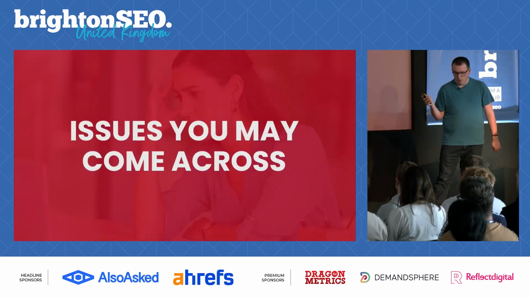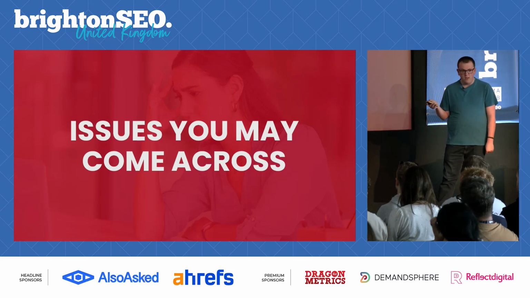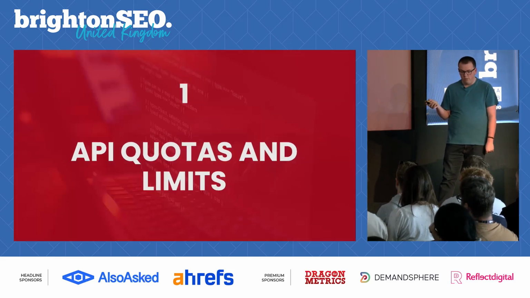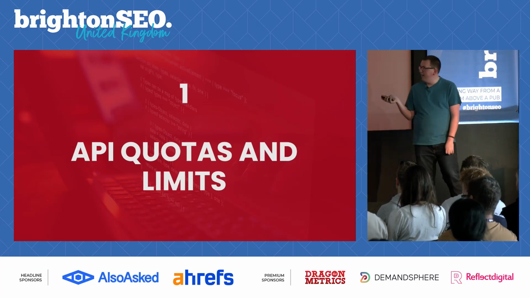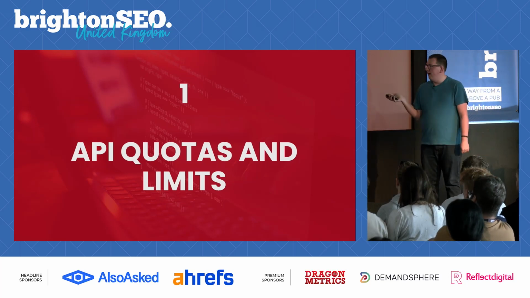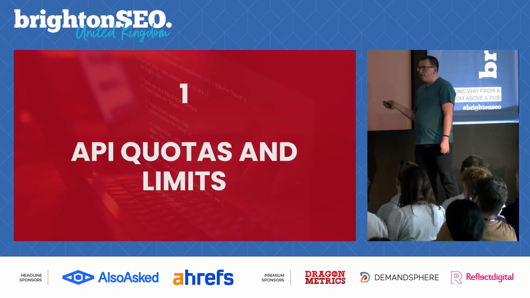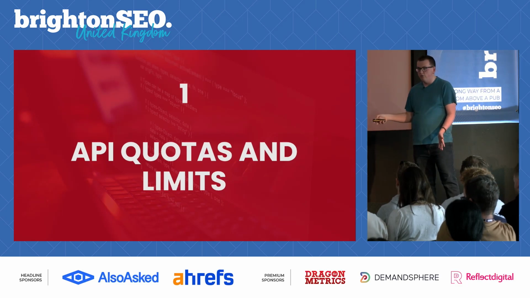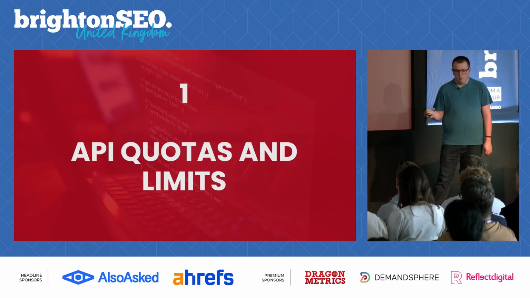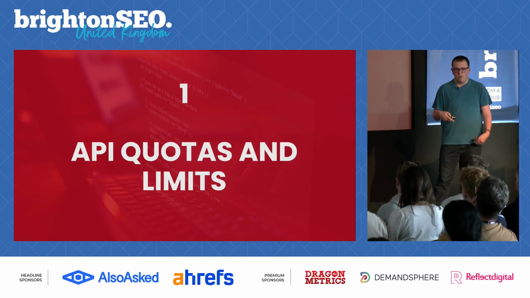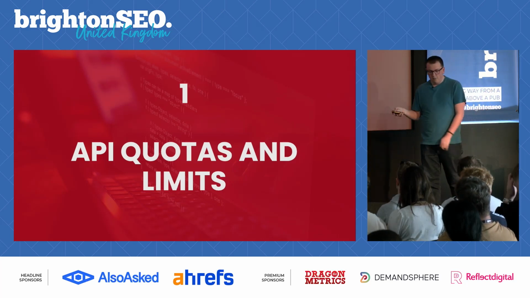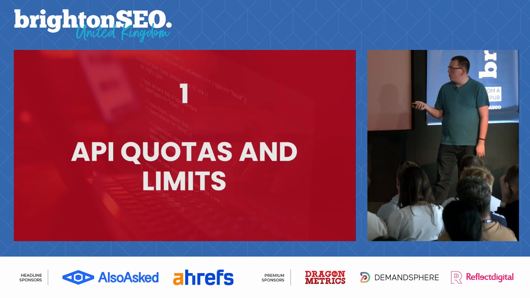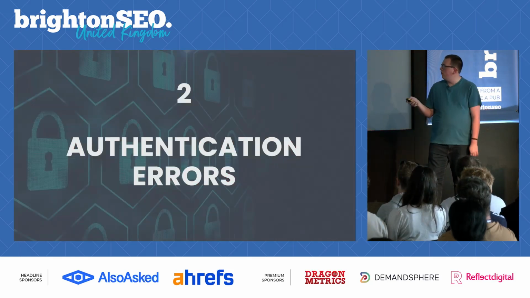So the last bit we're going to go over now is issues you may come across when actually running the scripts and everything. So, API quotas and limits. I've personally not hit any API quotas and limits. If you do hit them, Google will start charging you. That's why normally when you create APIs, it will ask you for your billing details, but don't worry, it'll only charge you if you hit that limit and go over. But personally, I haven't ever hit those API quotas and limits.